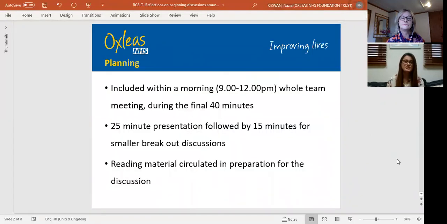So to begin around thinking about how to have the conversation, I thought it would be nice to have this organised as part of our general team meetings. These are half day events that we have once a term, and I included it within the end of that session. Rather than spending a whole day, which might be too intense, or it being too short so that you couldn't cover enough content, I thought 40 minutes was a good amount of time interspersed within our general whole service team meeting anyway.